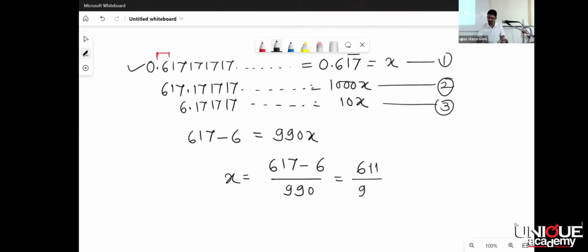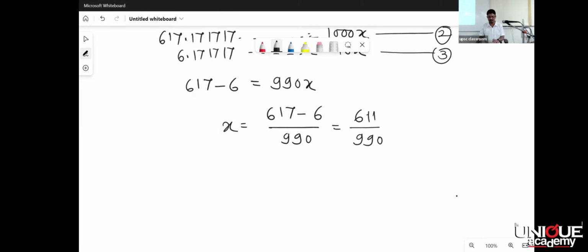So whatever is finally the result, you will get afterwards. Are you getting this concept of the shortcut? In the denominator, it is all the time a combination of 9s and zeros only. And in the numerator, the number formed by the digits in the decimal part minus the number formed by the digits which are not repeating.